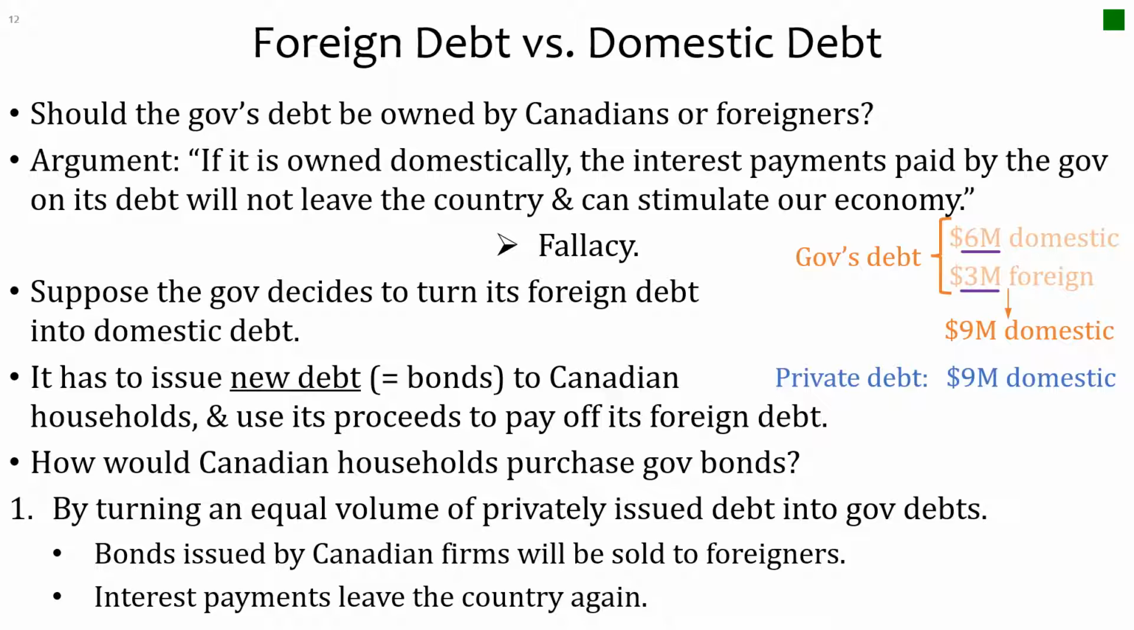If they have a fixed level of savings, what it means is that they would have to sell off some of their private debt, some of the Canadian firms' bonds, in order to have enough money to buy the government's bonds. What's going to happen is that the $9 million domestic private debt is going to convert into $6 million domestic debt and $3 million foreign debt. So the Canadian households have to sell off $3 million of the private debt that they own. They would have to sell it off to the foreigners in order to have enough money to buy the government's debt.